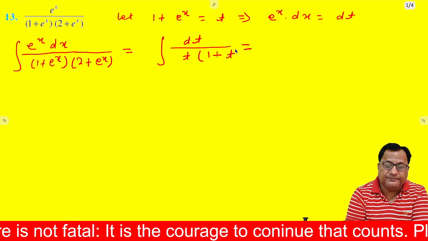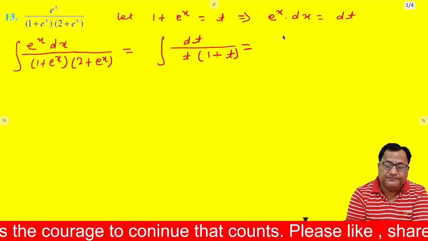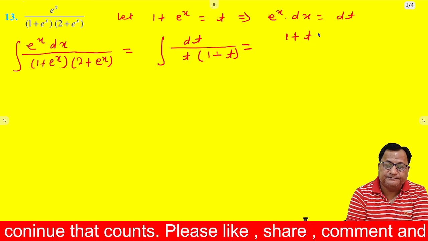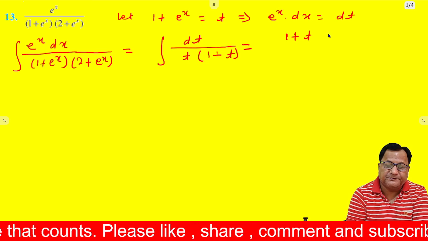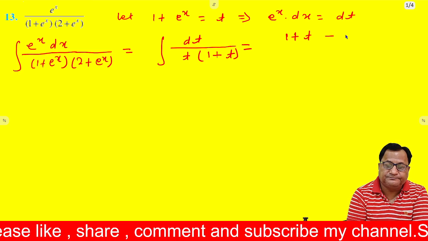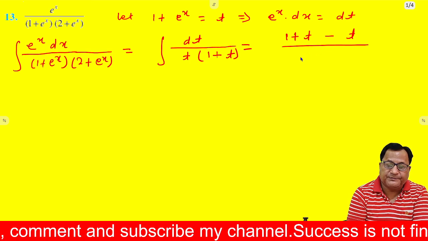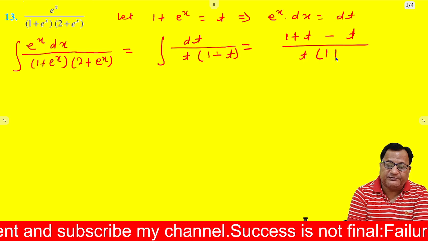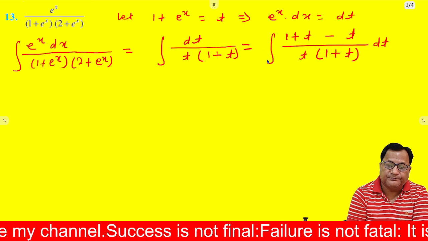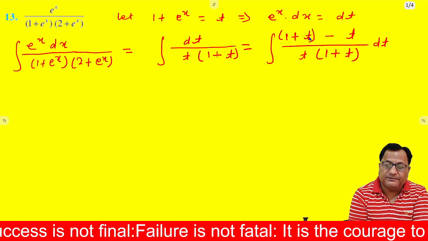So we can write this as integration of (1 plus t minus t) divided by t into (1 plus t) dt. This we will take in a bracket.